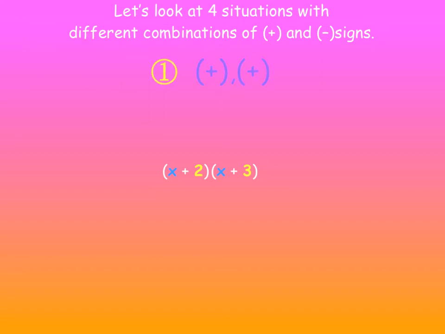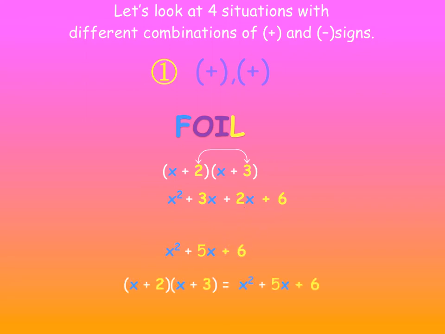Now let's look at 4 situations with different combinations of positive and negative signs. Our first situation, both signs are positive. First times first, x squared. Outer times outer, plus 3x. Inner times inner, plus 2x. Last times last, plus 6. Gather like terms, plus 5x. Bring down the other terms. X plus 2 times x plus 3 equals x squared plus 5x plus 6.